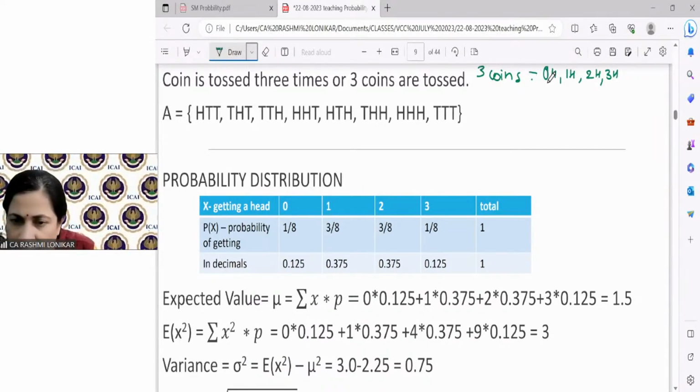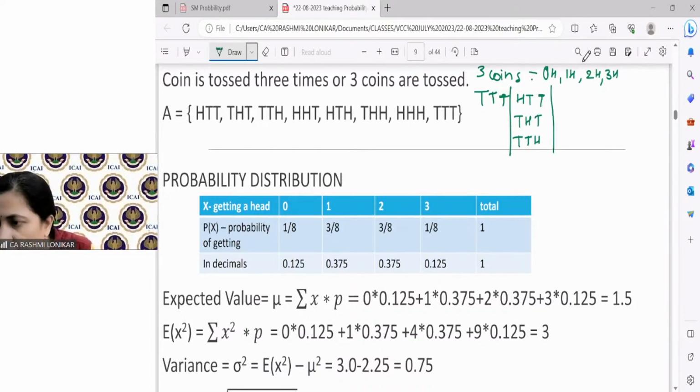So when do I have zero heads? Zero heads will be there when there is T, T, T. One head scenarios are H, T, T, T, H, T, and T, T, H. Two heads will be H, H, T, H, T, H, and T, H, H. And three heads is one case. Total: 1, 2, 3, 4, 5, 6, 7, 8.